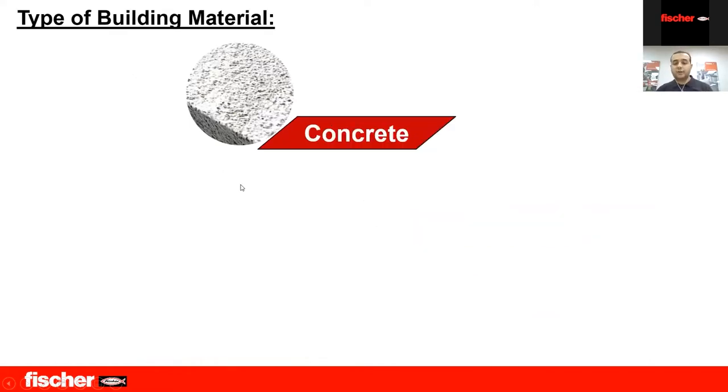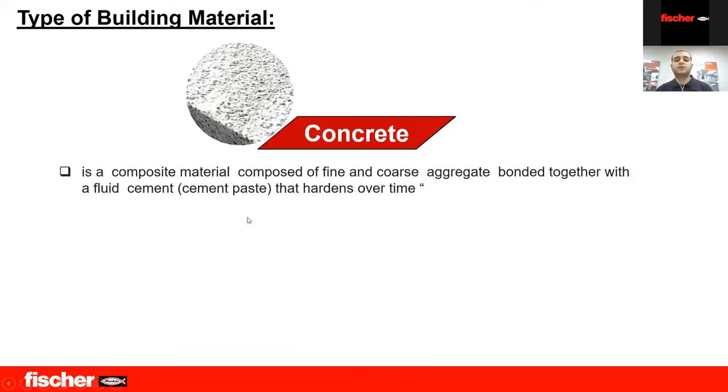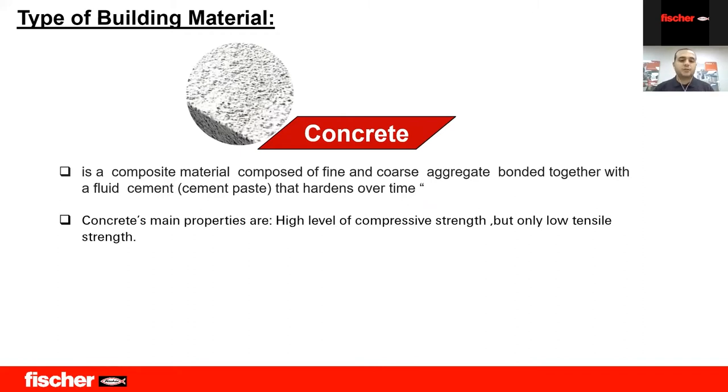So we'll start with concrete. Basically, as you all know, it's a composite material of coarse aggregate, fine aggregate, cement paste, and water that hardens over time. So what are the main properties of concrete? It has a high level of compressive strength; however, it is low in tensile strength. In order to avoid that, usually you use reinforced concrete for the sections that will take the tension load.